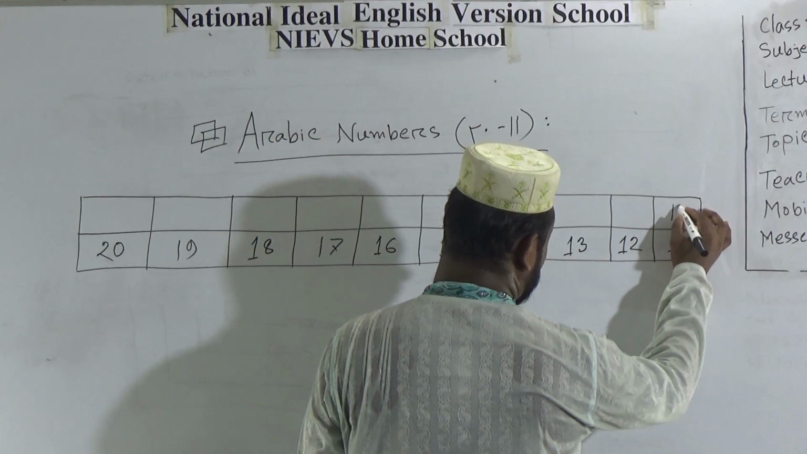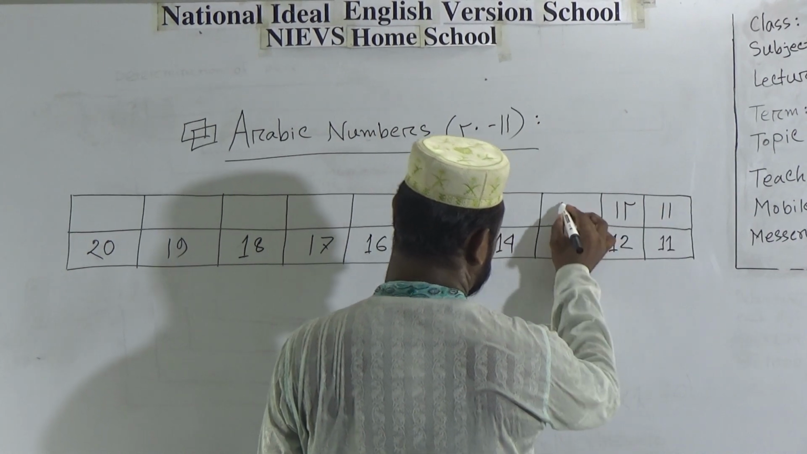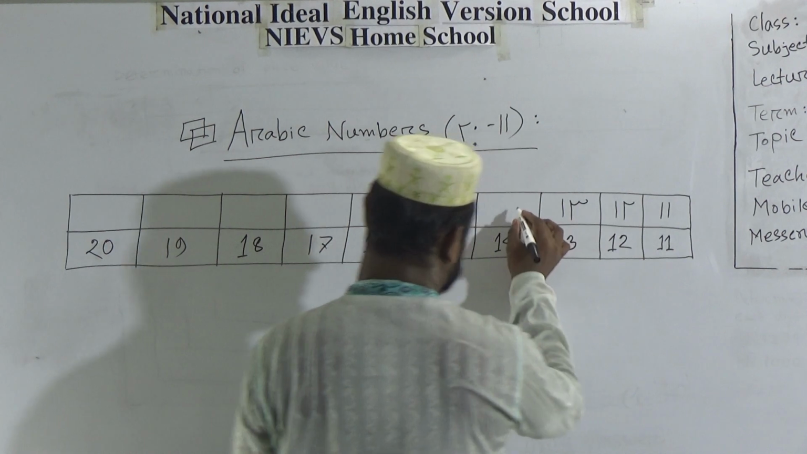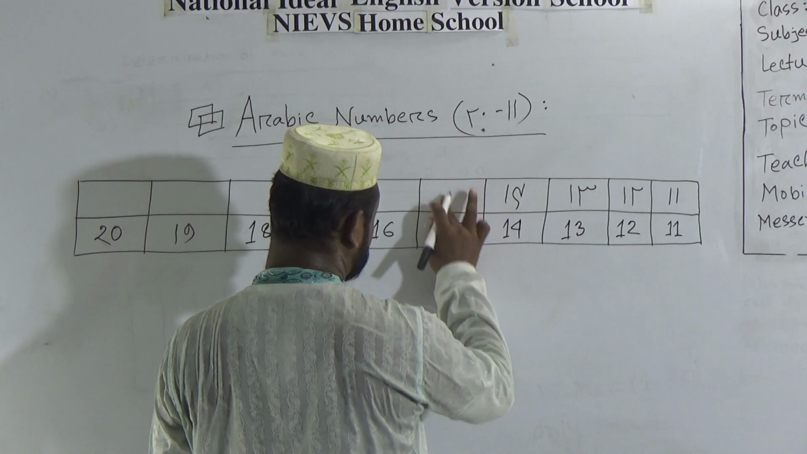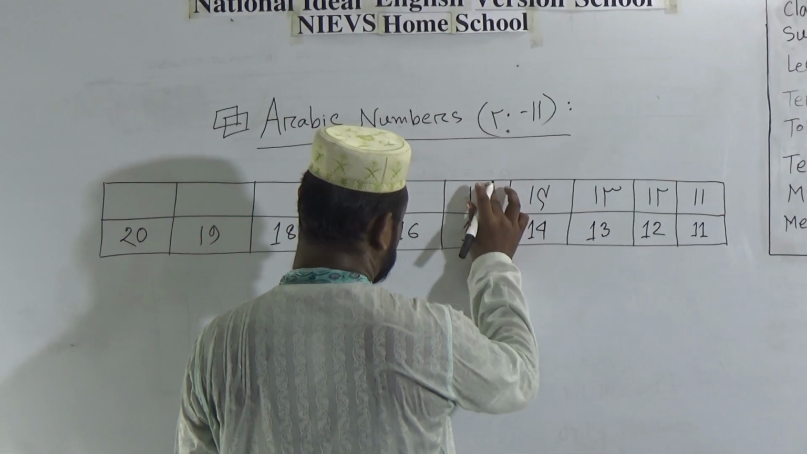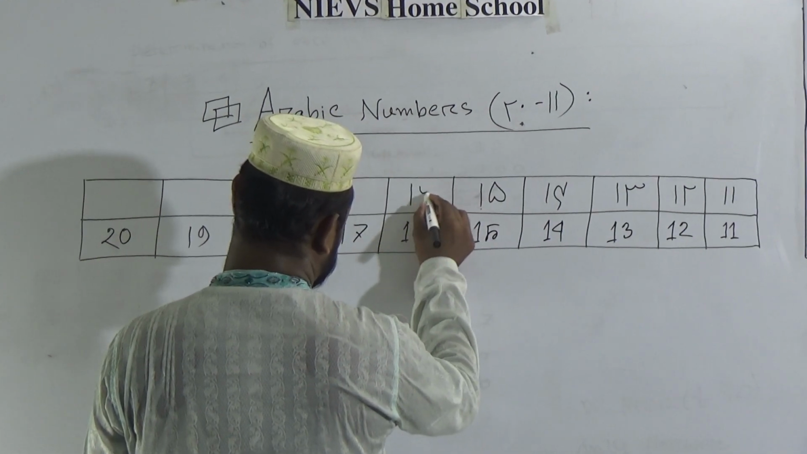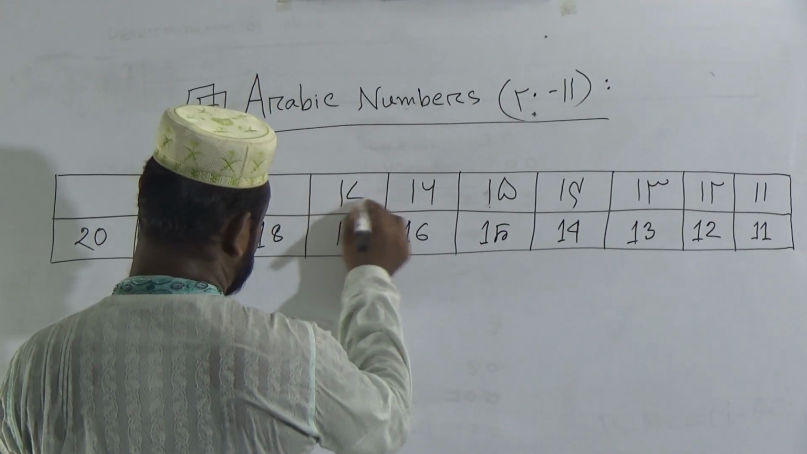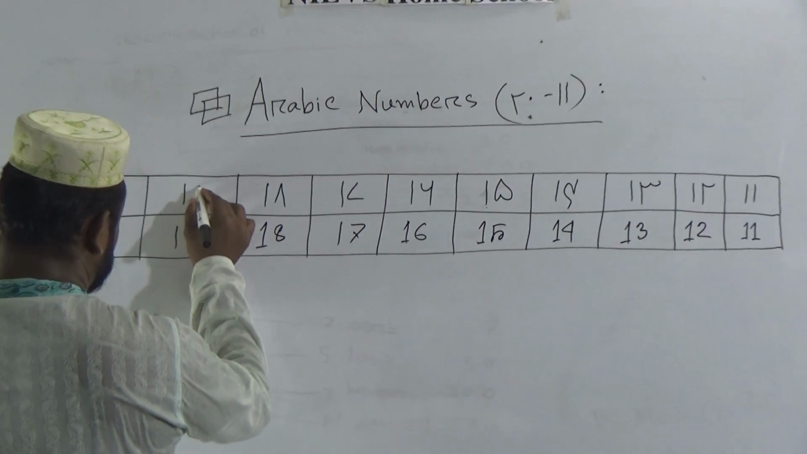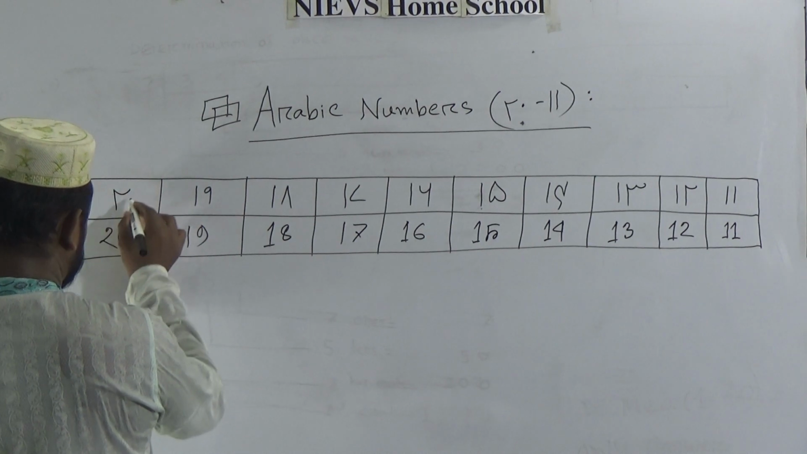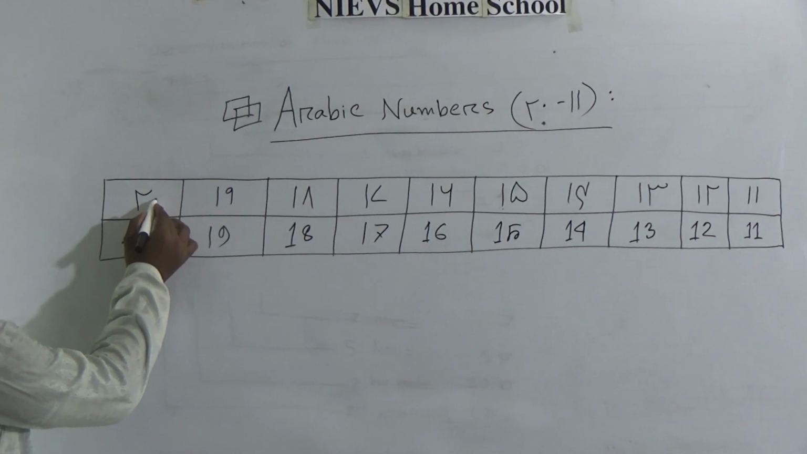This is 11 in Arabic, 12, 13, 14, 15, 16, 17, 18, 19, 20. Okay, dear students, this is 20 and it is 0 in Arabic.